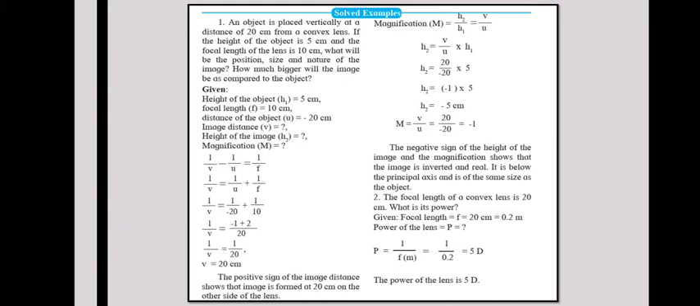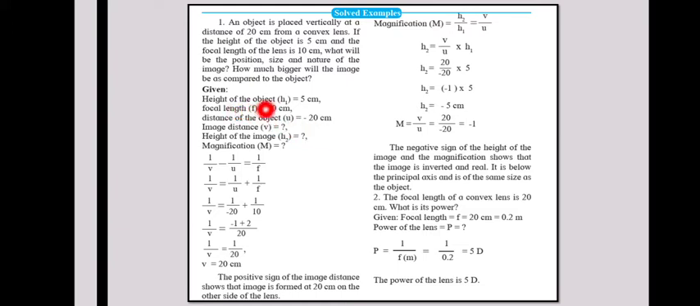h2. And nature of the image means, what is the nature of the image? Means it is virtual or real. Then how much bigger will the image be as compared to the object? Now the height of the object is 5 centimeter. If the height of the image is more than that, then we will come to know how much it is magnified. Followed? Now let us start here.